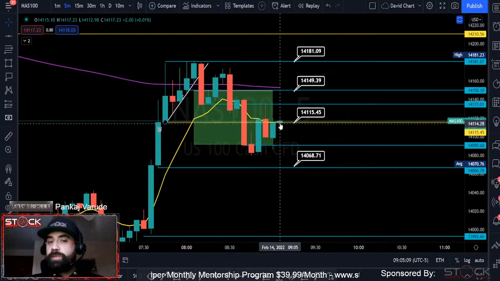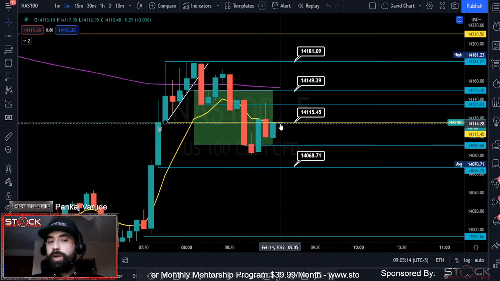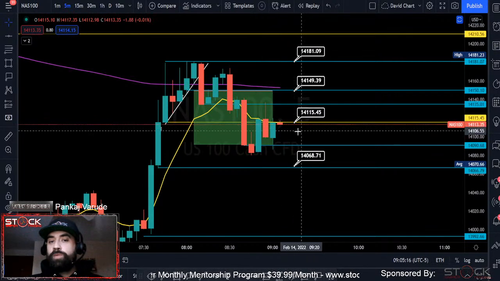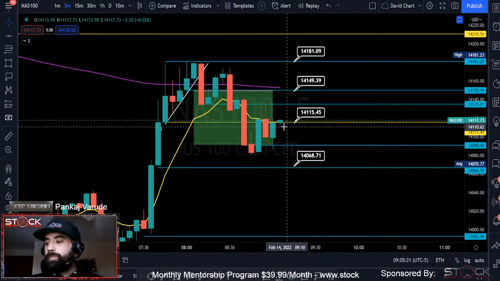It looks like it's flipping bullish. So we're going to maybe see if we can fill this wick. If not, it's hovering right at higher time frame resistance. So watch and see what's going to happen here.